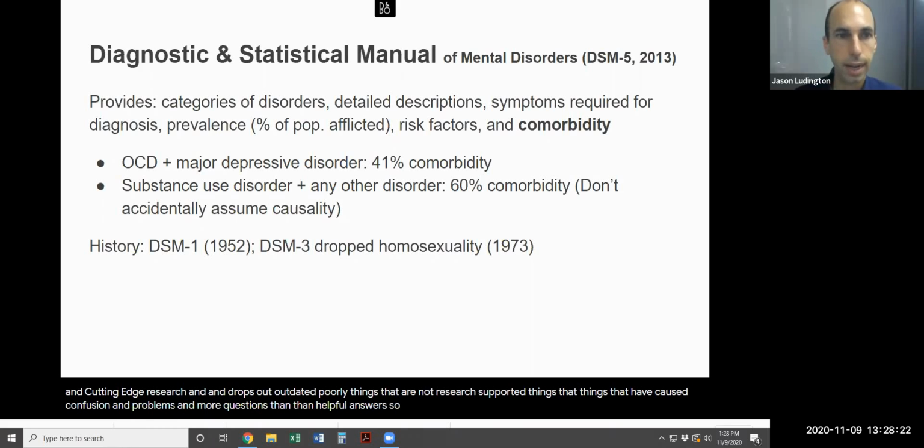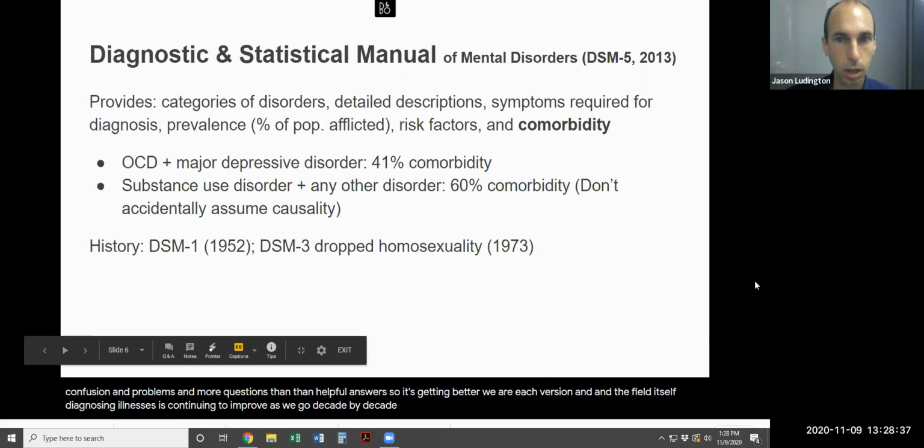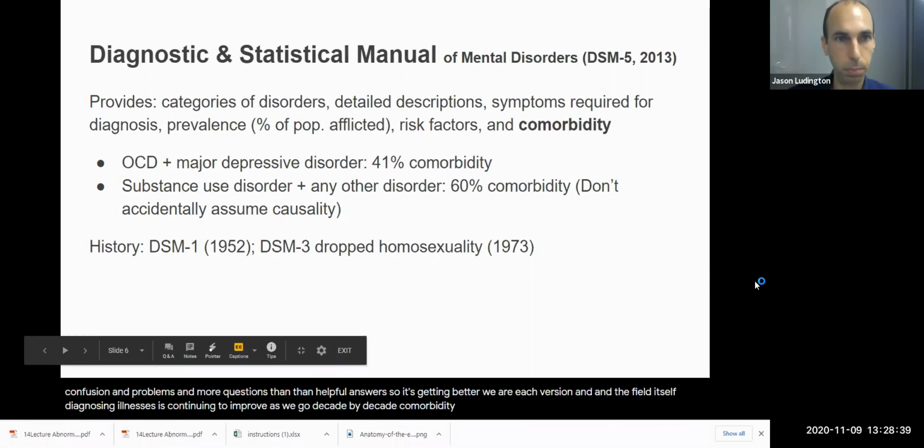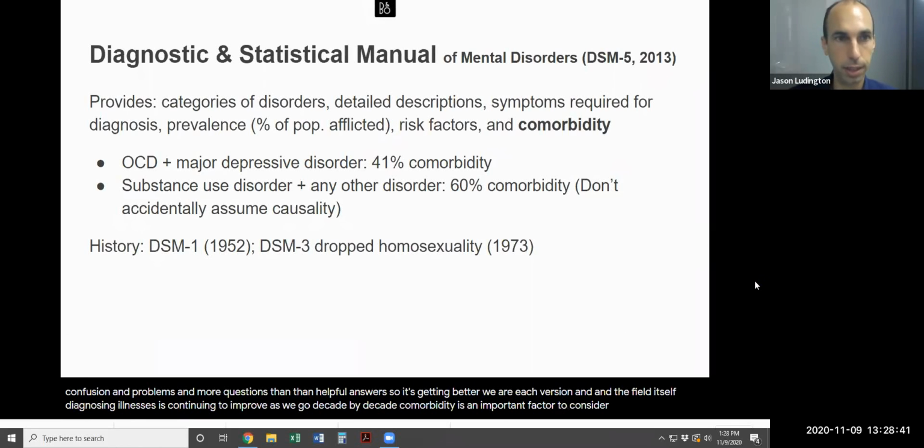So it's getting better with each version, and the field of diagnosing illnesses is continuing to improve as we go decade by decade. Oh, and comorbidity is an important factor to consider. Let me read these words.